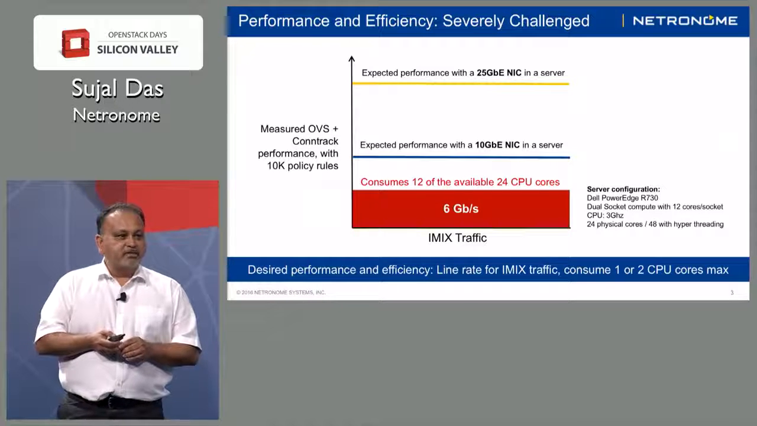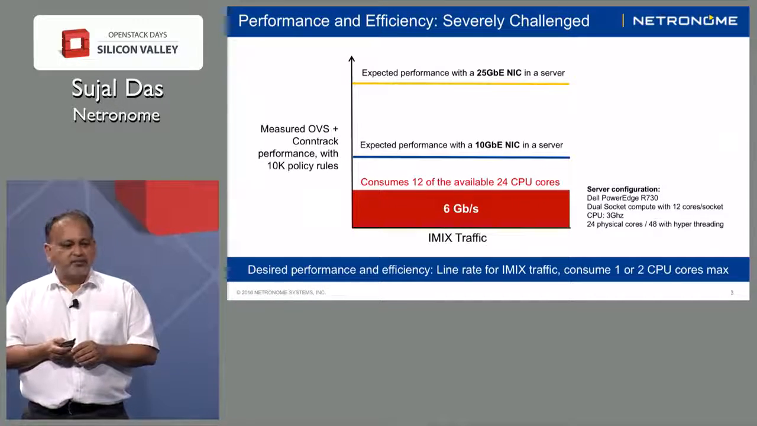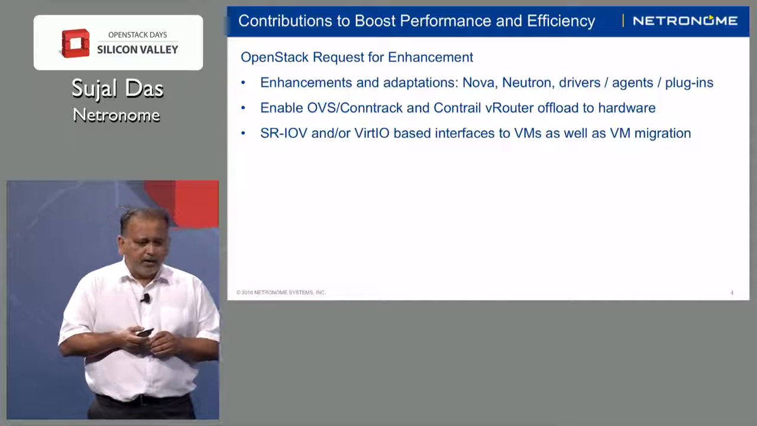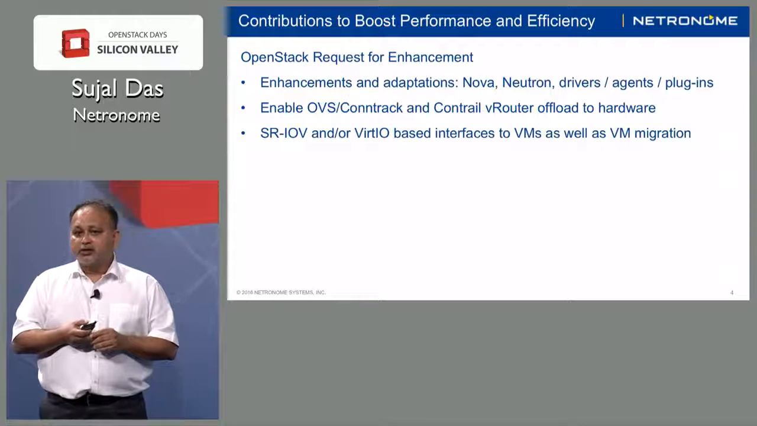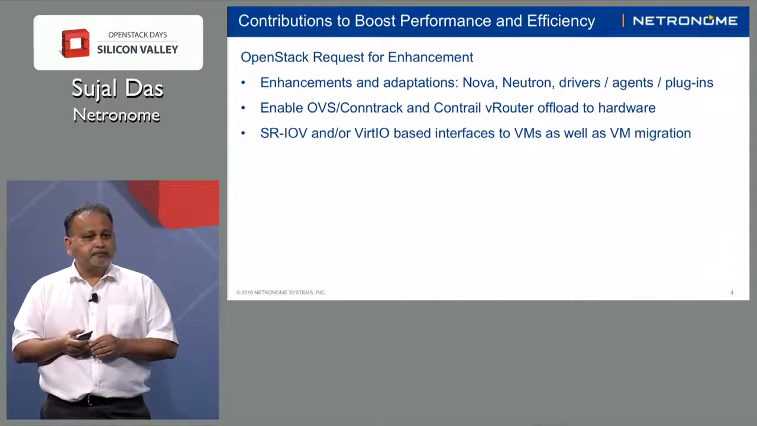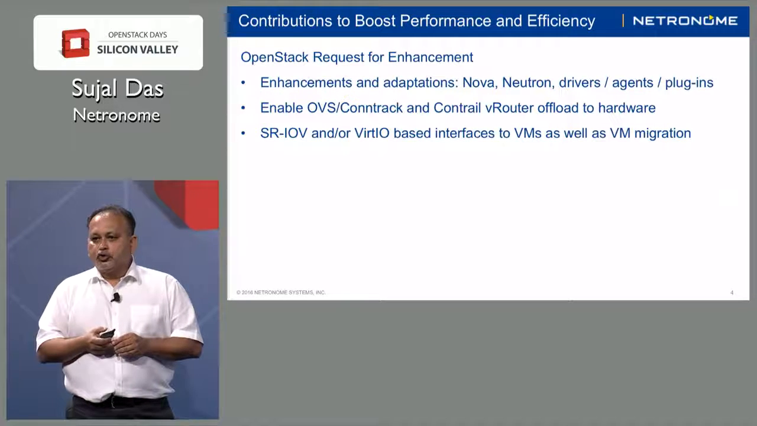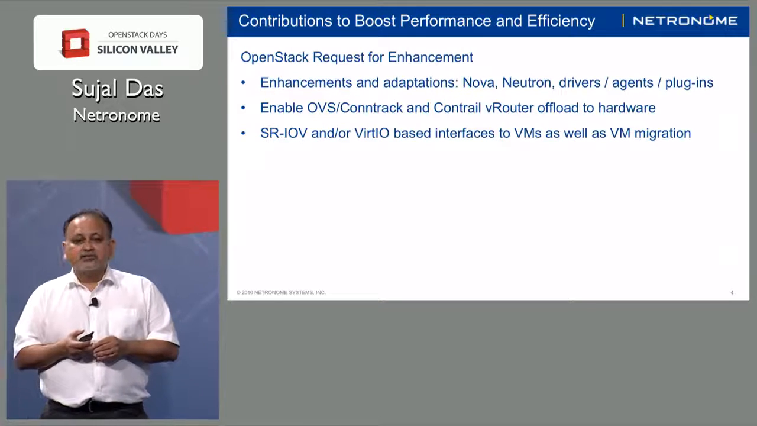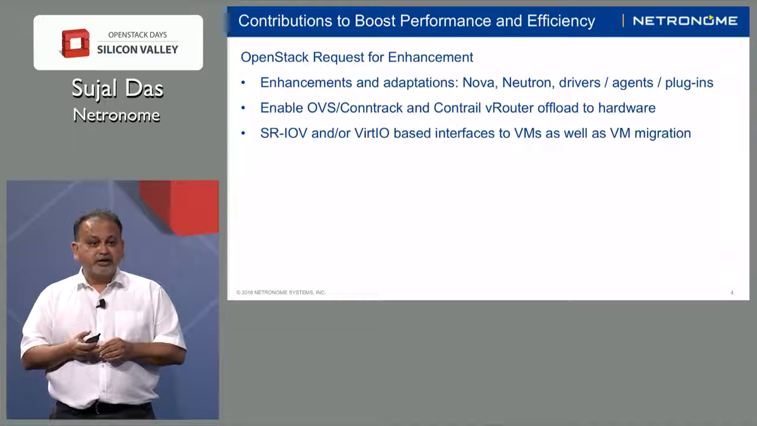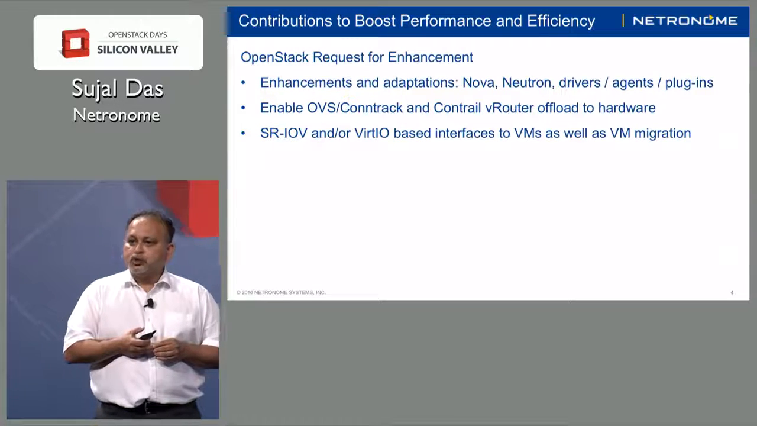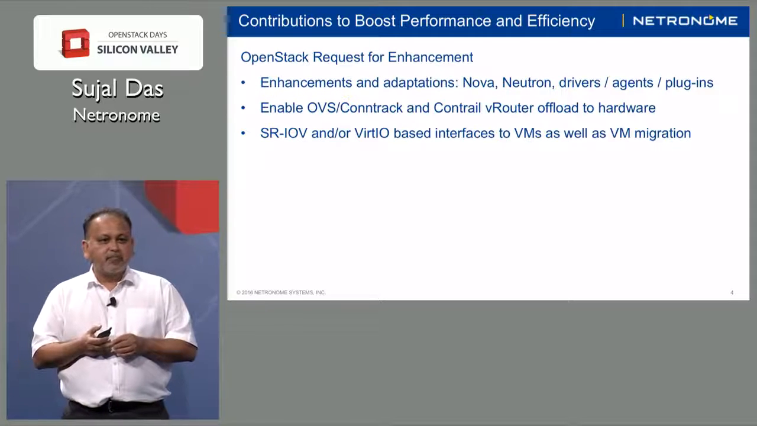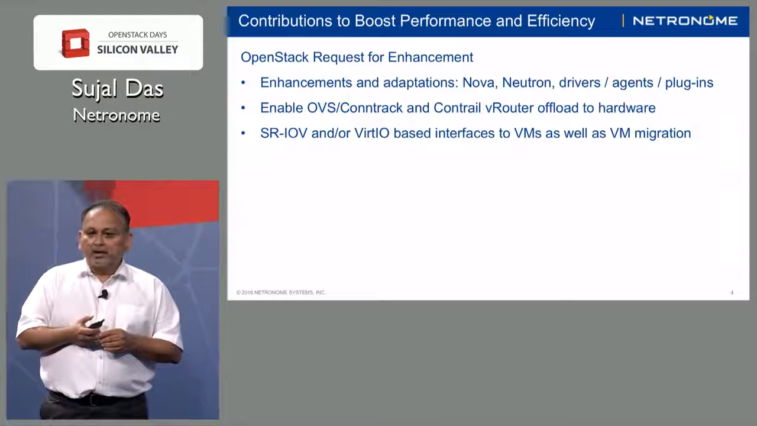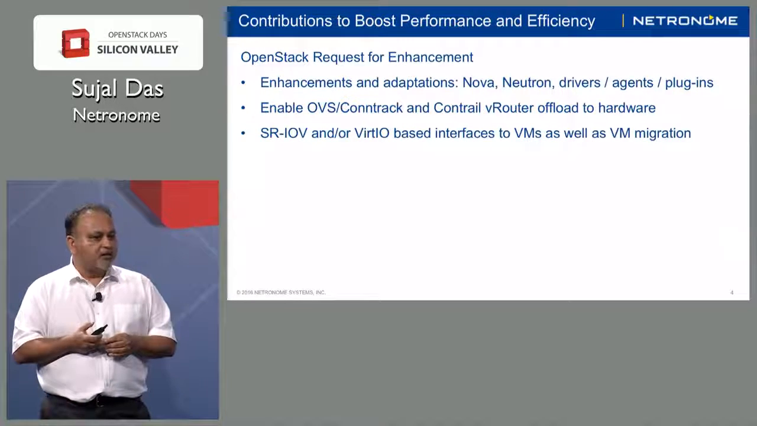So Netronome is working with the OpenStack community to solve this performance efficiency problem. Specifically, we are working on what is called an OpenStack request for enhancements, or RFE. The RFE relates to enhancements and adaptations related to Neutron and Nova, as well as associated drivers, plugins, and agents. The goal here is to offload the OVS, or OVS with connection tracking, or the Contrail vRouter data path into server networking hardware such as SmartNICs.